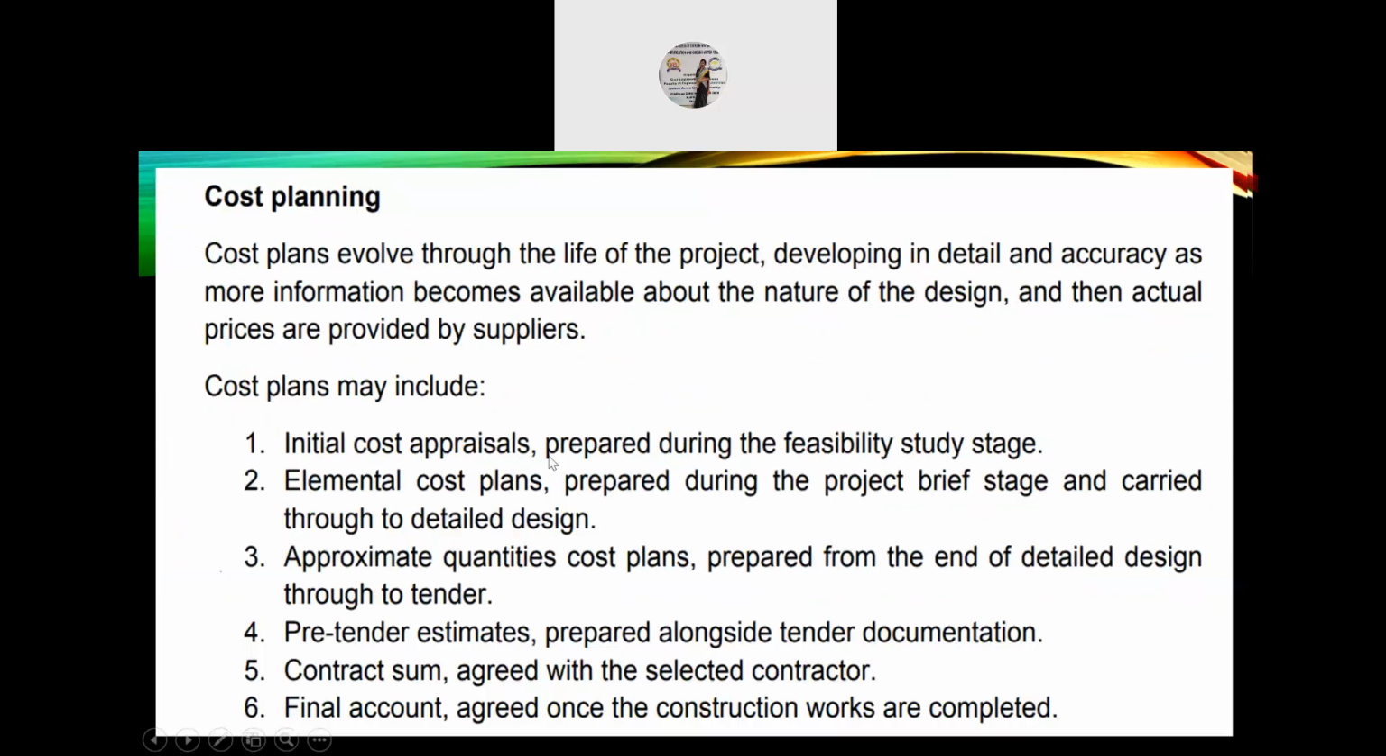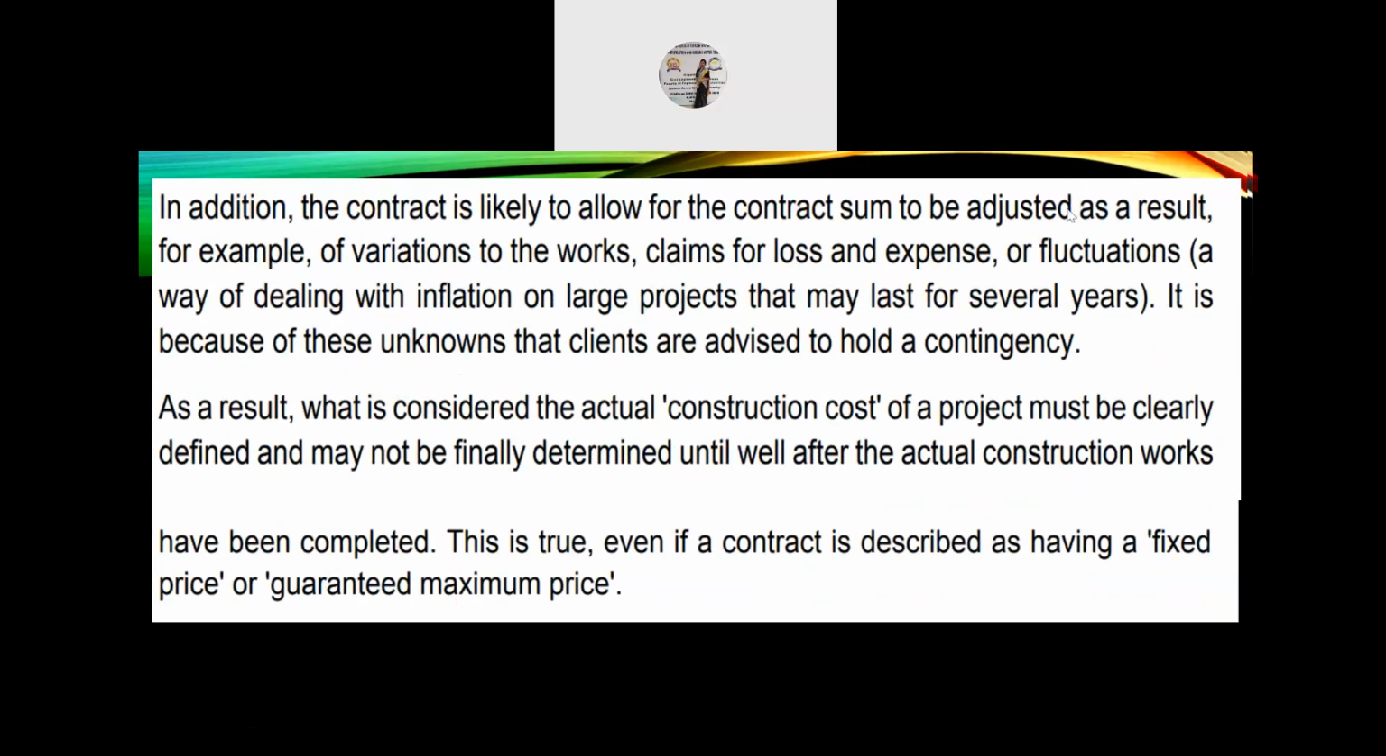In addition, the contract is likely to allow for the contract sum to be adjusted as a result, for example, of variations to the works, claims for loss and expense, or fluctuations, and it is because of these unknowns that clients are advised to hold a contingency. As a result, what is considered the actual construction cost of a project must be clearly defined and may not be finally determined until well after the actual construction works have been completed. This is true even if a contract is described as having a fixed price or guaranteed maximum price.